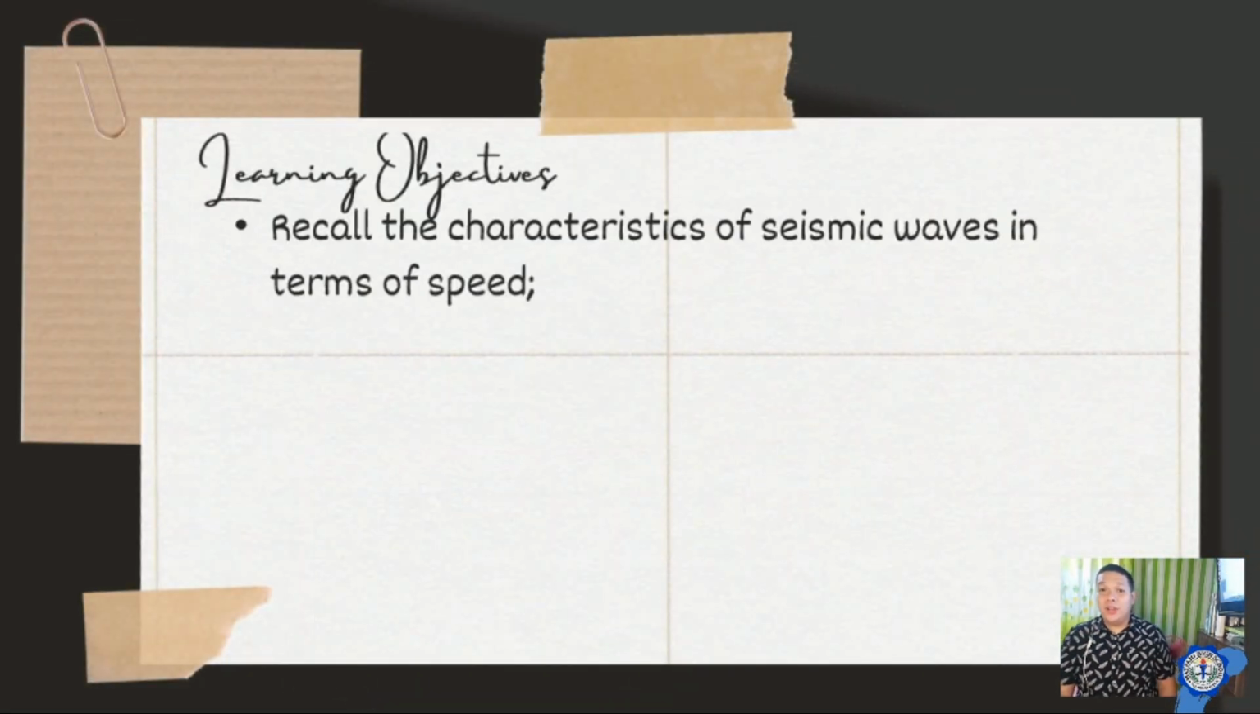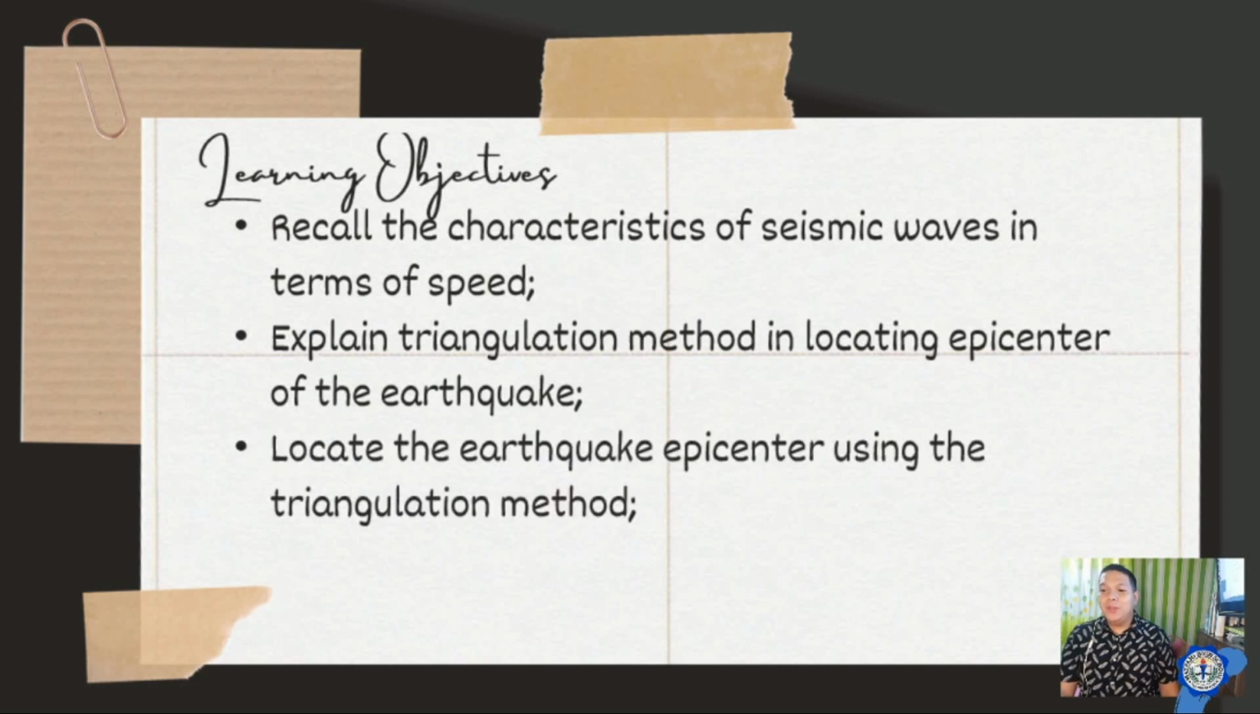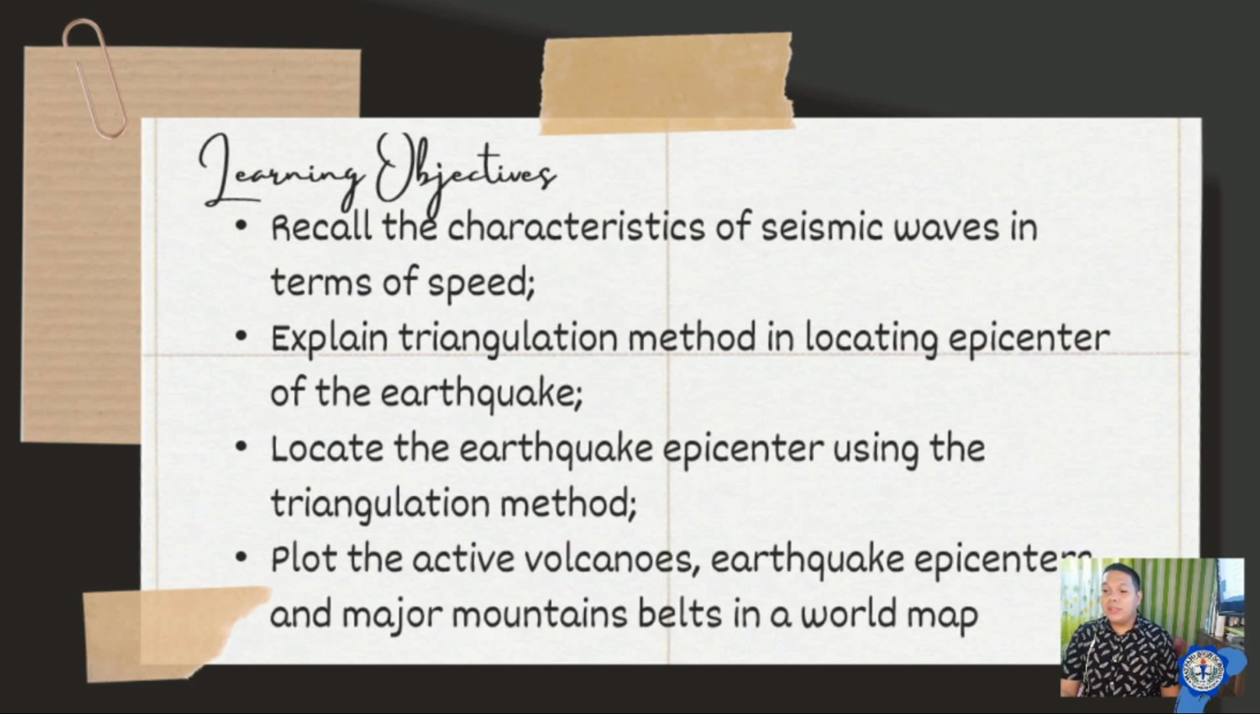First, recall the characteristics of seismic waves in terms of speed. Second, explain the triangulation method in locating the epicenter of an earthquake. Third, locate the earthquake epicenter using the triangulation method. And fourth, plot the active volcanoes, earthquake epicenters, and major mountain belts on a world map.